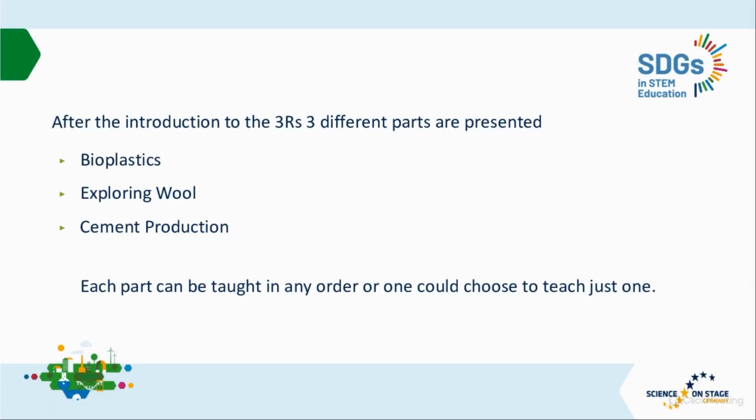So after the introductions of the 3 R's with different materials that one can use, we have 3 separate units. The first unit that I'm going to present has to do with bioplastics, and the second unit that Maria developed is exploring wool, and the third unit that Anders developed is cement production. Each one of them can be taught in any order, so you can teach all of them in any order, or you can just pick one that fits best to your curriculum.